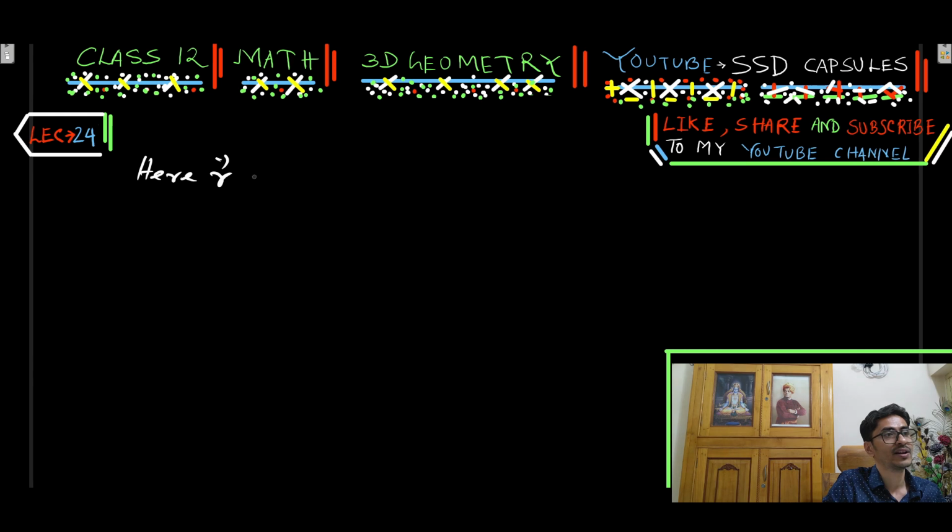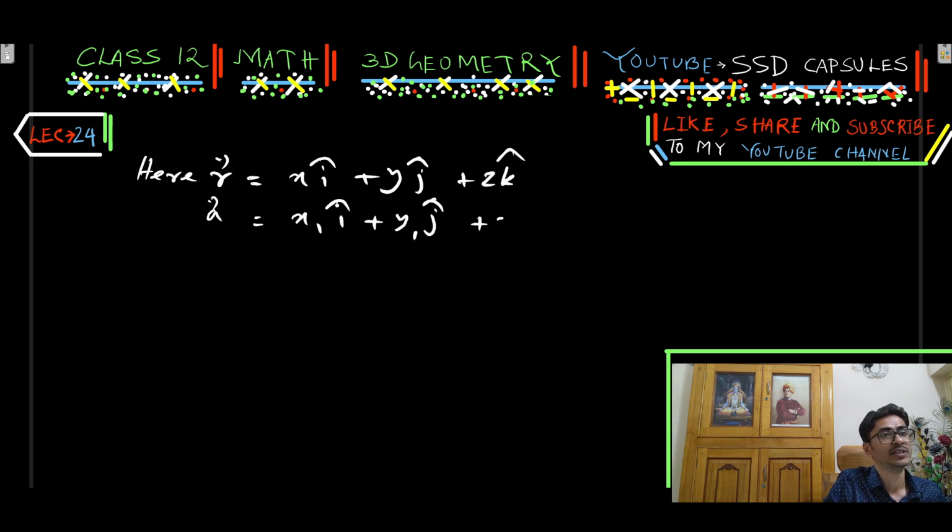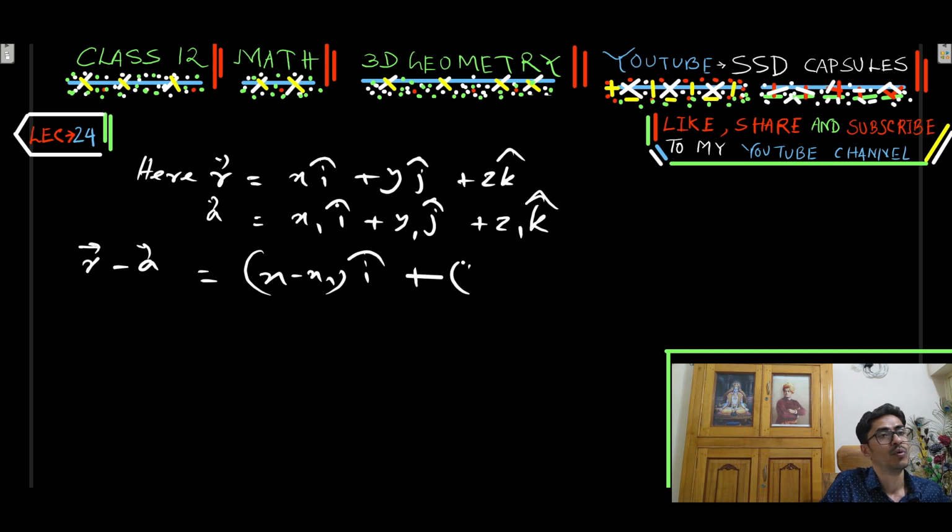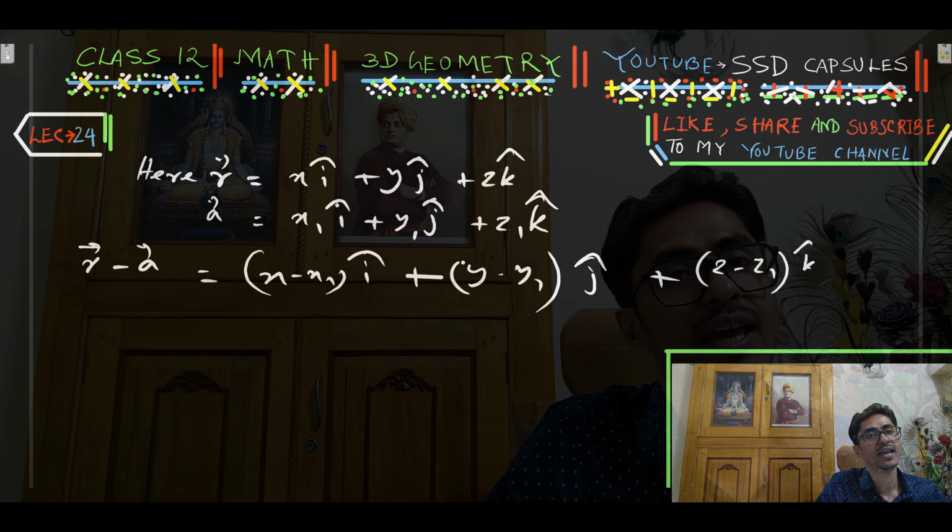Here R vector is x i cap, y j cap plus z k cap, and A vector is x1 i cap plus y1 j cap plus z1 k cap. So R vector minus A vector is equal to (x minus x1) i cap plus (y minus y1) j cap plus (z minus z1) k cap. Similarly, we derive the other components, b vector minus a vector and c vector minus a vector. Do it yourself. We just simply write here the determinant value.